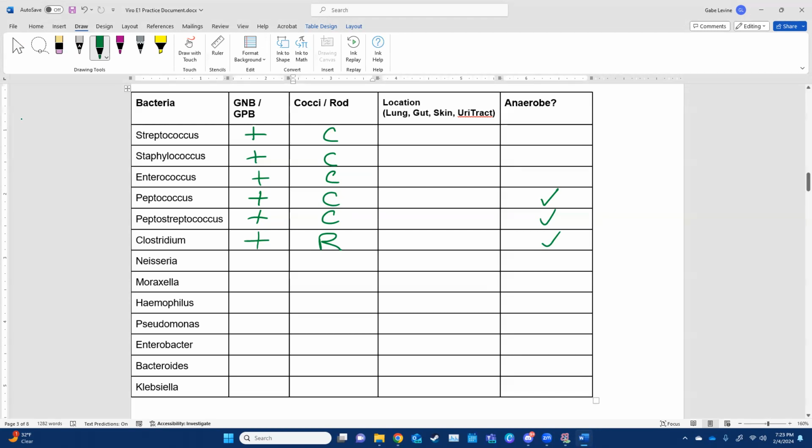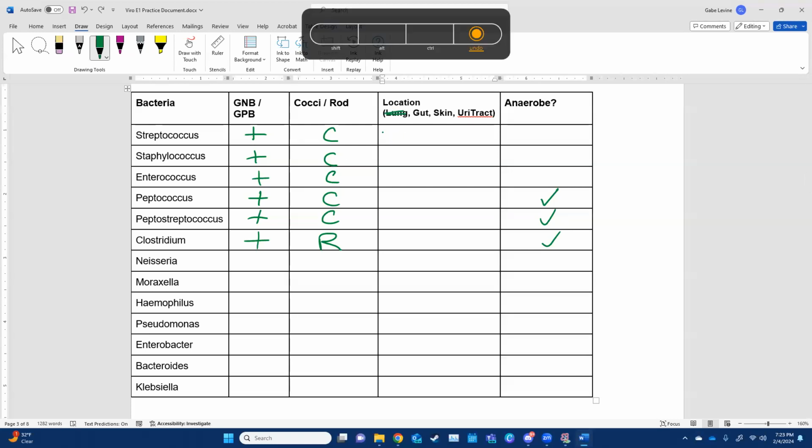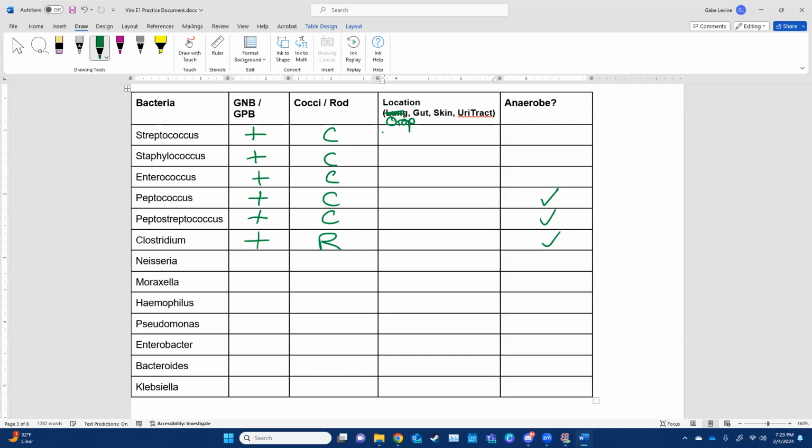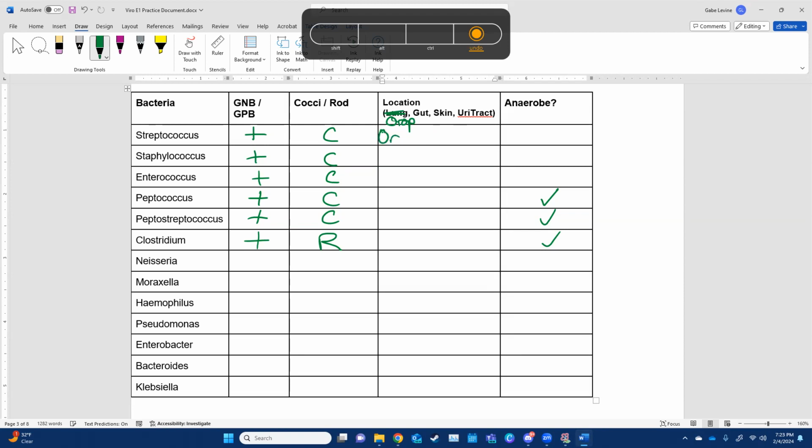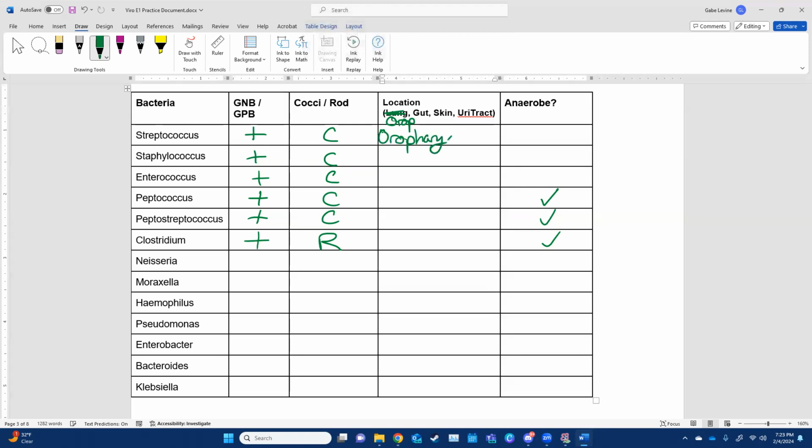All right. So of our four major locations, where do we normally find Streptococcus? Where do we think? Yep, definitely oropharynx, which really this should be the oropharynx. Where else? One other major location. Not the urinary tract, skin.